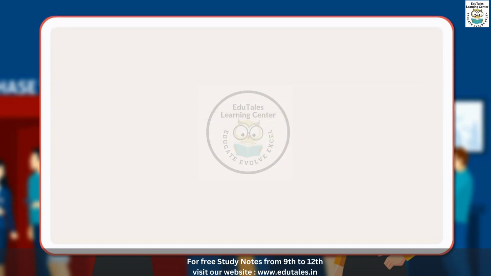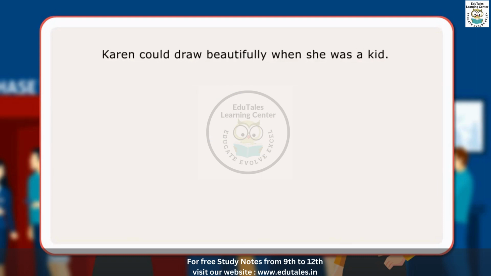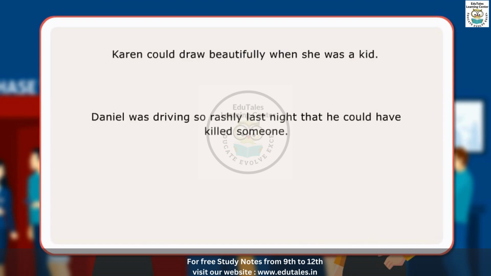Let us look at a few sentences. Karen could draw beautifully when she was a kid. Daniel was driving so rashly last night that he could have killed someone. We could go for a walk if the sky clears soon.